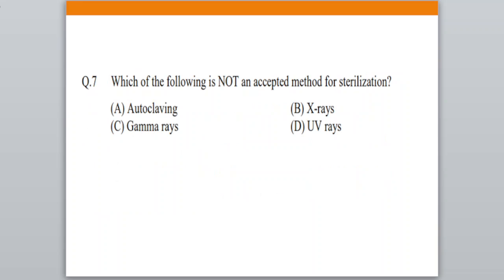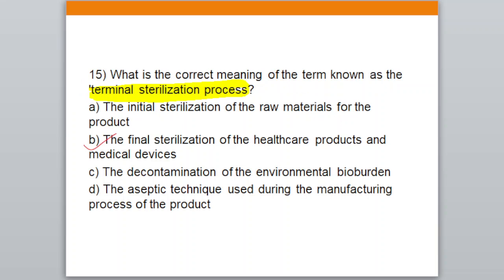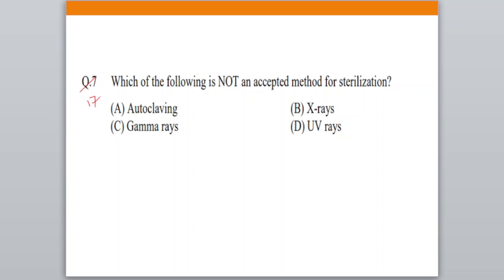Now your PYQs. Which of the following is not an accepted method for sterilization? A. Autoclaving, B. X-rays, C. Gamma rays, D. UV rays. The correct answer is option D. UV rays.